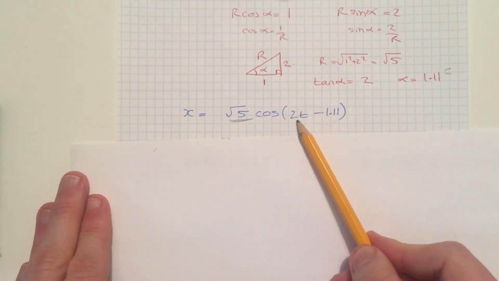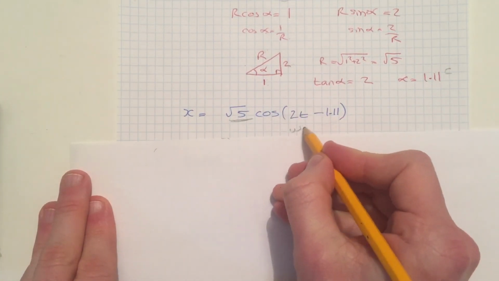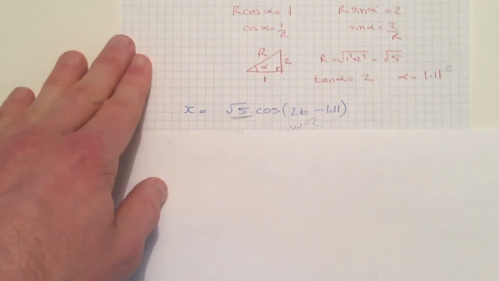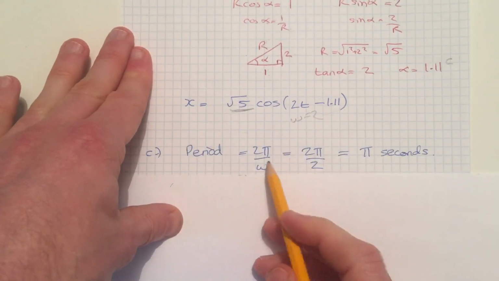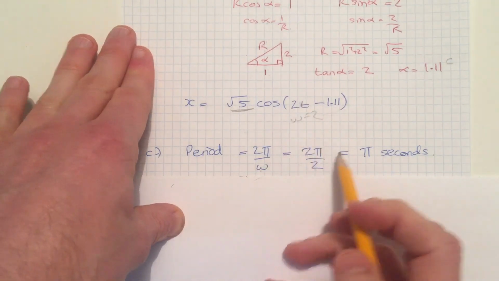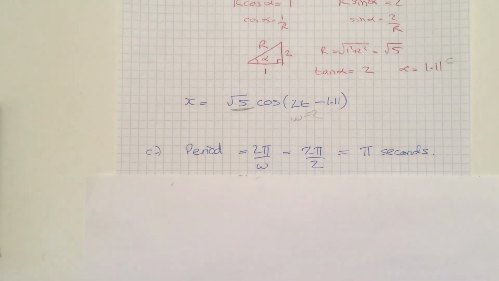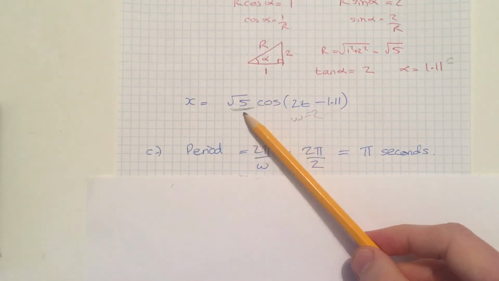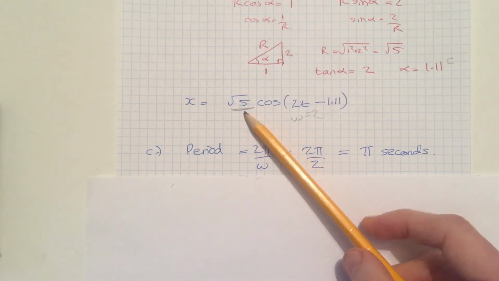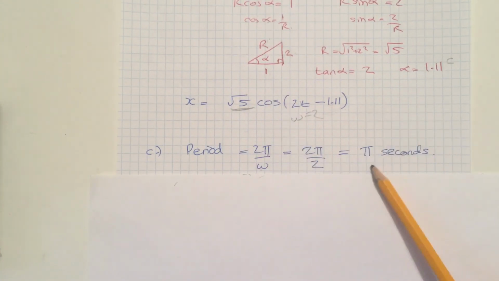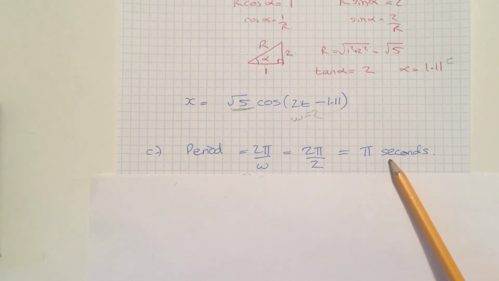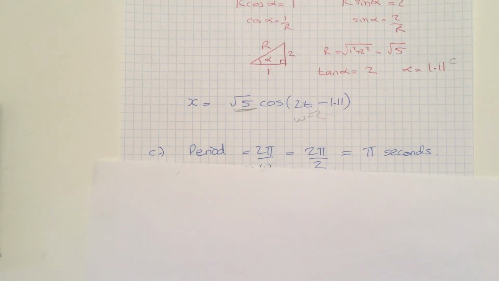The 2 here, that's our omega. Omega is 2. Therefore our time period will be 2 pi divided by 2, which is pi, so 3.14. So it's got a maximum amplitude of root 5, so 2 point something or other metres, and it takes 3.14 seconds to do one oscillation. There we go.